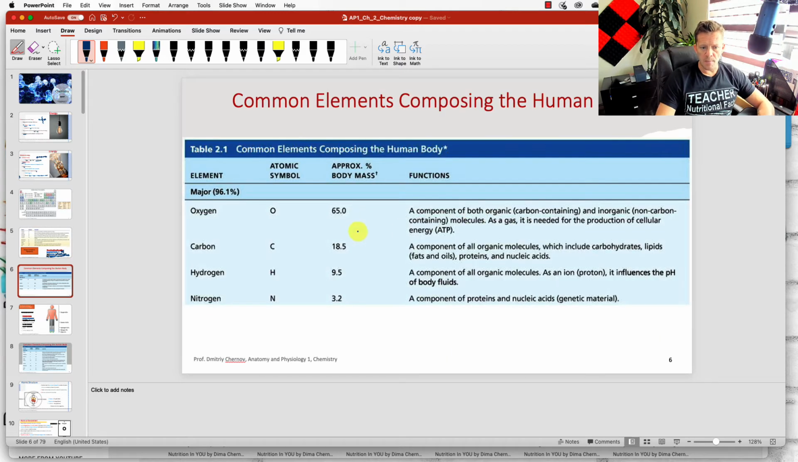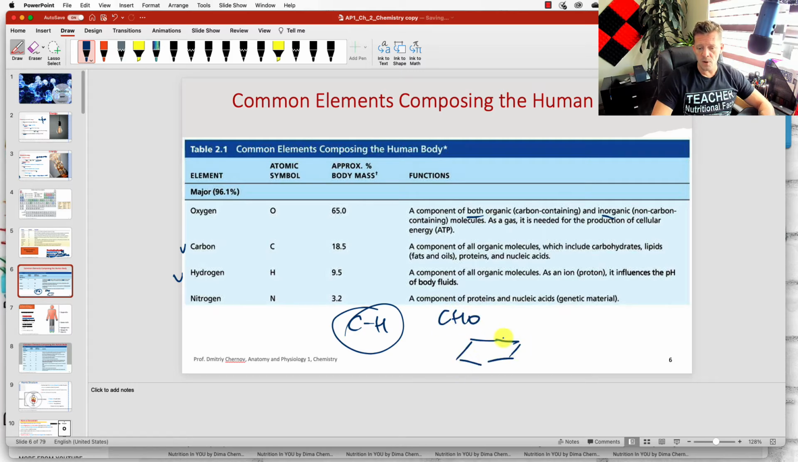So these common elements, right? Oxygen, component of both organic and inorganic molecules. Carbon and hydrogen are components of all of the organic molecules. So if you look in the molecule and you find carbon and hydrogen together, it means that it is an organic molecule. If you look, let's say, at carbohydrates, sugars, if this is the molecule of sugar, there's carbon, carbon, carbon, carbon, carbon. Let's say there's oxygen, there's hydrogen. So carbon and hydrogen, it is an organic matter.